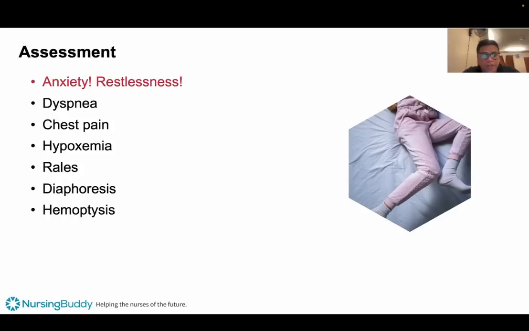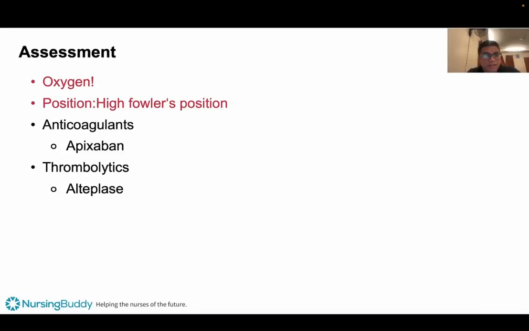Okay, so what is the assessment? Again, kapatid, big word in the board exam. If your patient has restlessness, anxiety, wherein the patient feels that he cannot anymore breathe, parang nalulunod si pasyente, that's anxiety, that's restlessness, that's an indication of pulmonary embolism. Dyspnea is also seen, chest pain, hypoxemia, rales, diaphoresis, and also hemoptysis. Okay, that's also possible.